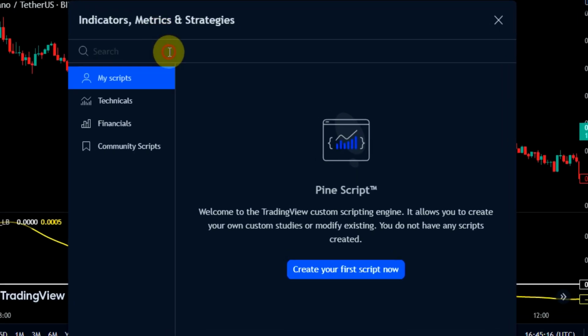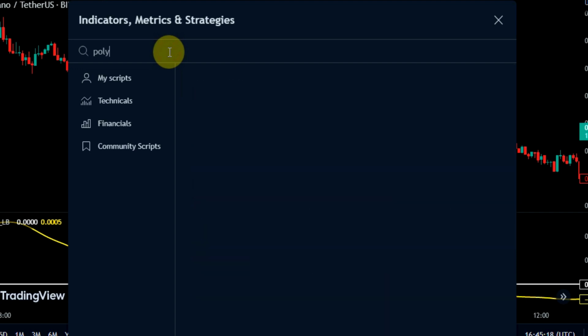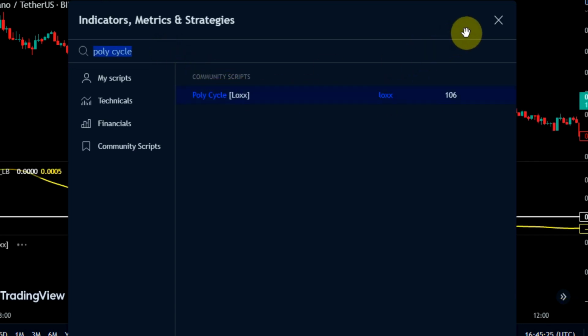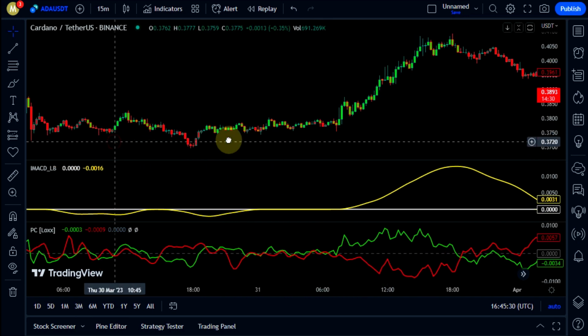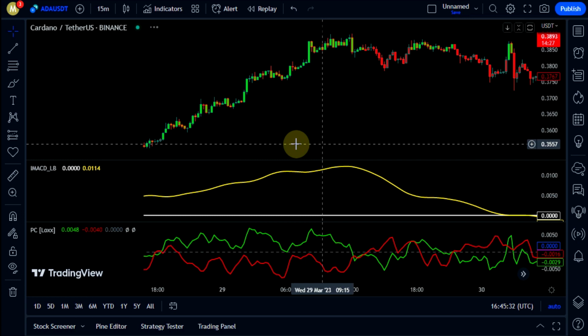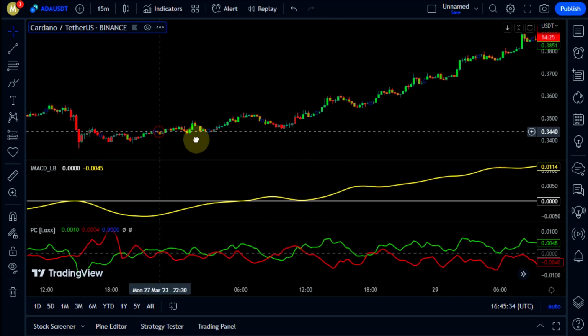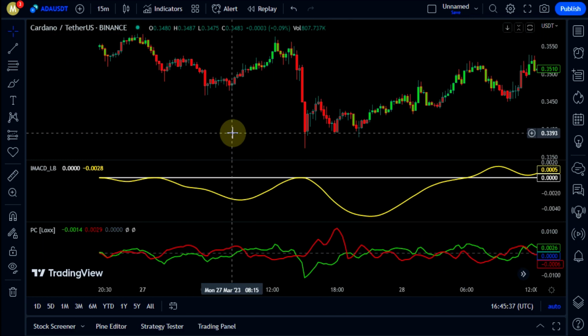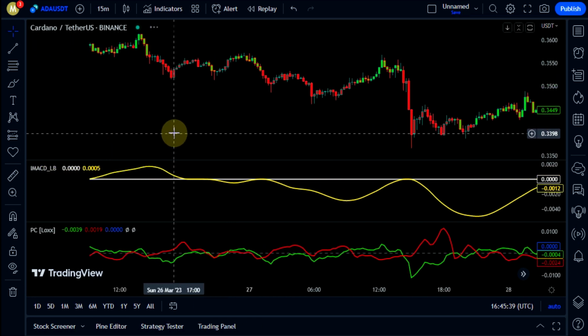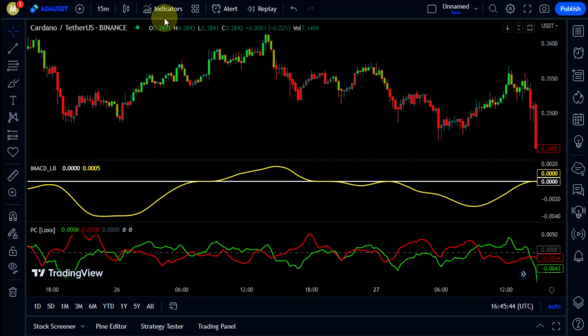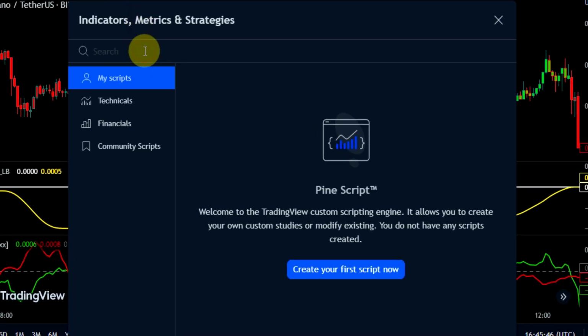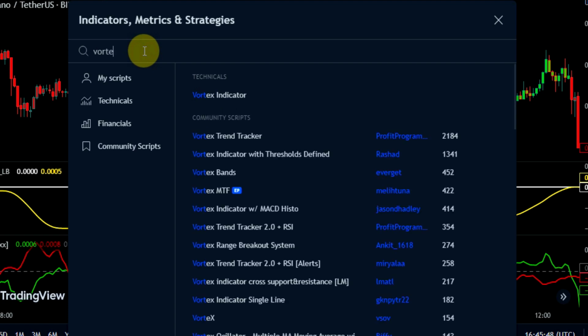The second indicator we need is PAULY cycle. The third indicator we need is Vortex Trend plus RSI.